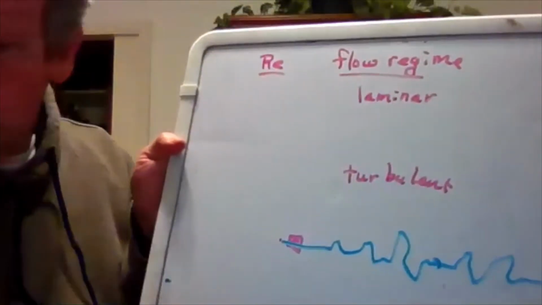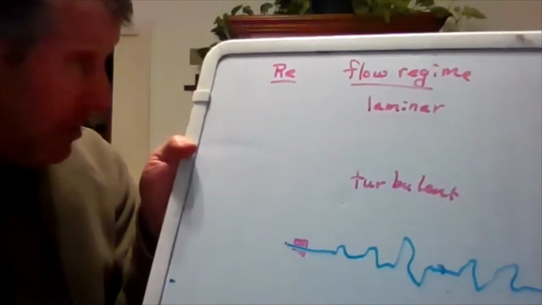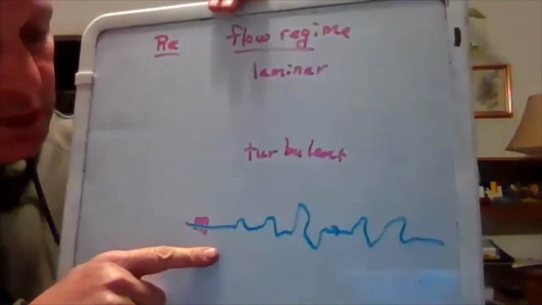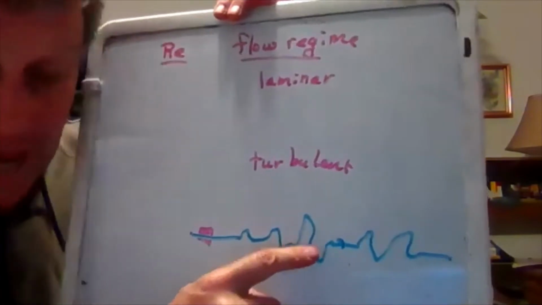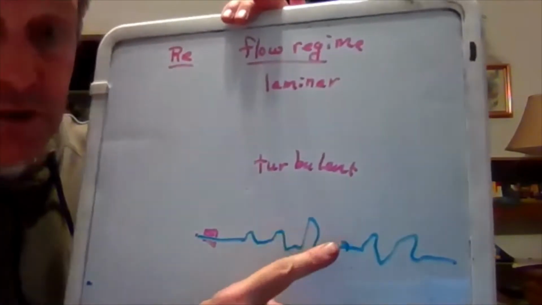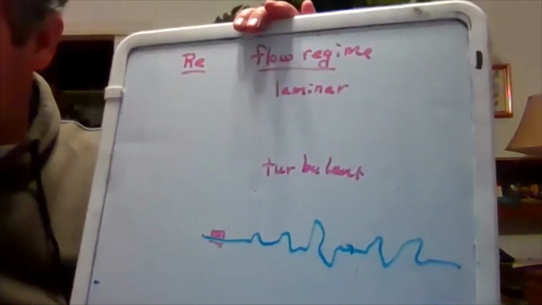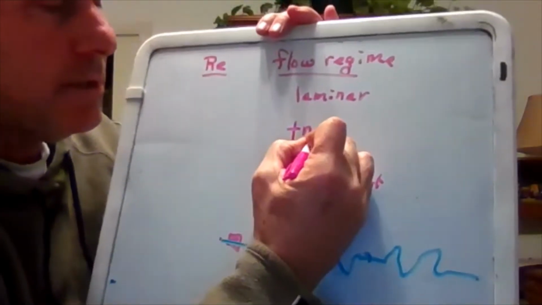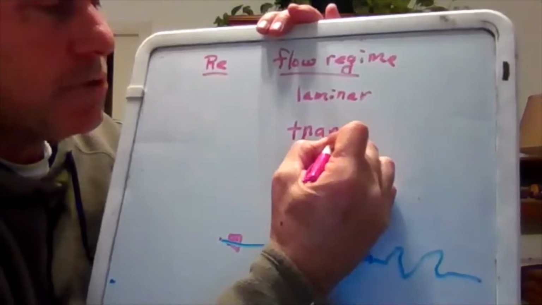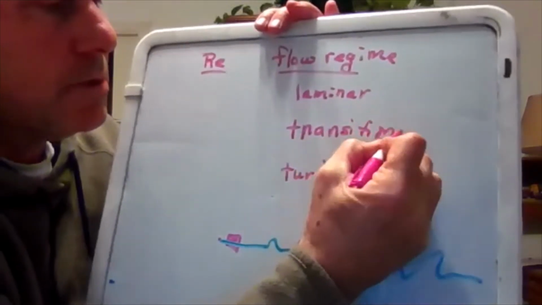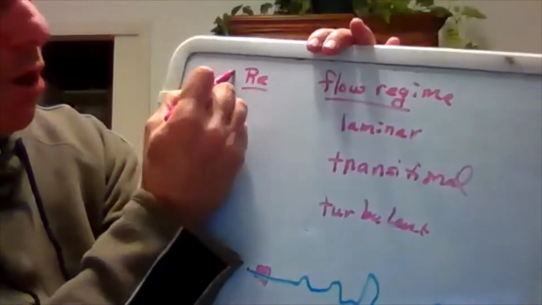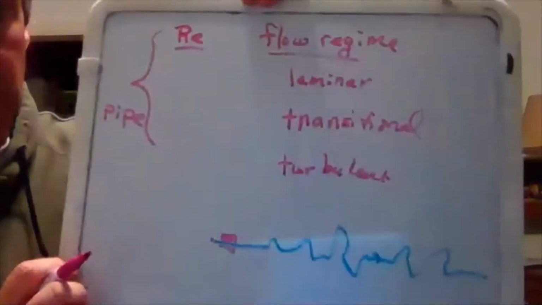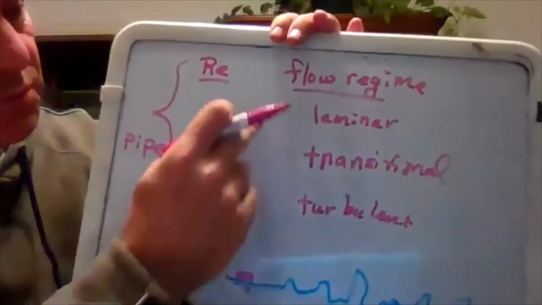Okay, it turns out there is an in-between regime of flow where we have something like layered flow, but occasionally we have little bits of turbulence, and that is called transitional. So that's going to be our intermediate. Sorry about my writing, transitional. Okay, and so all these Reynolds numbers right here are for the special case, or the important case, of pipe flow.